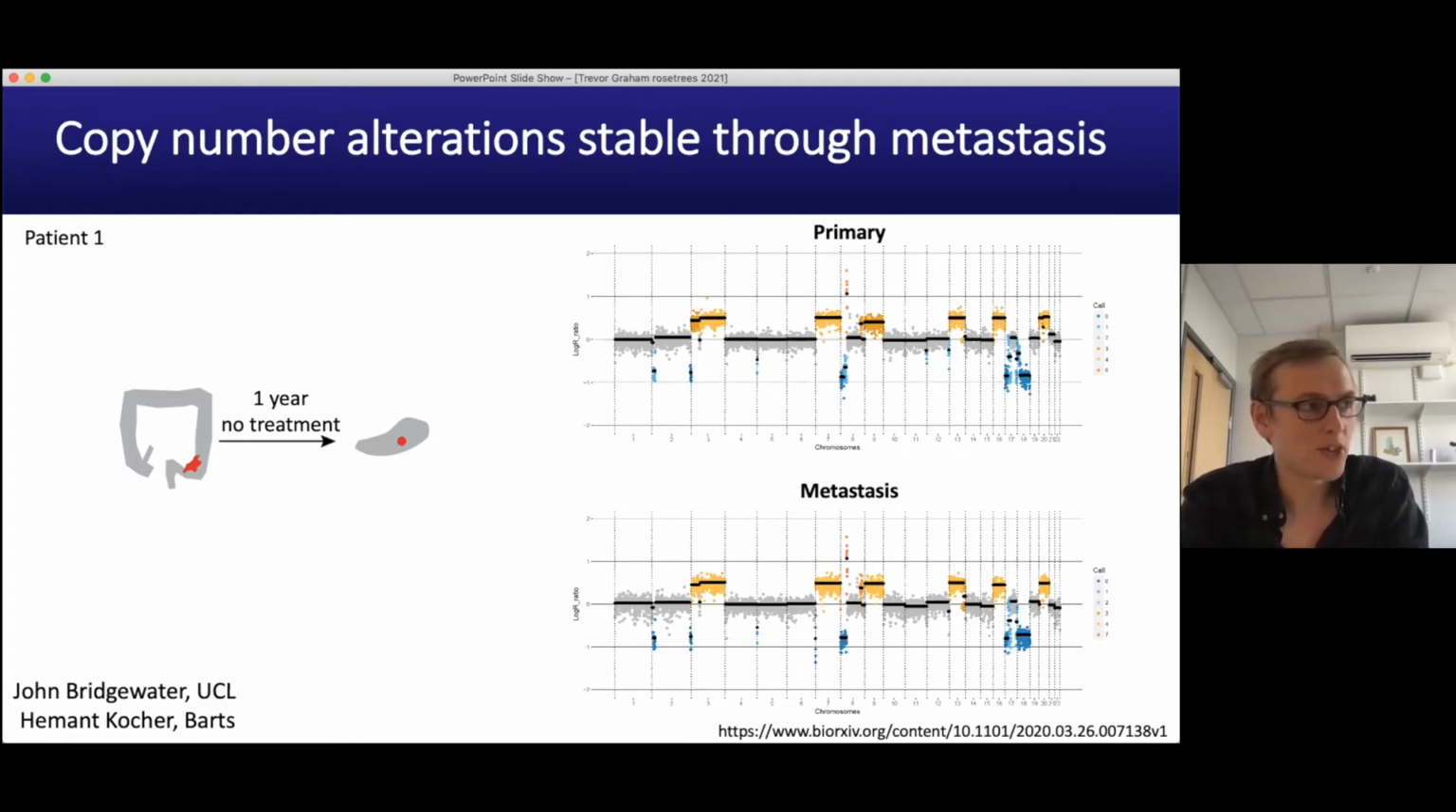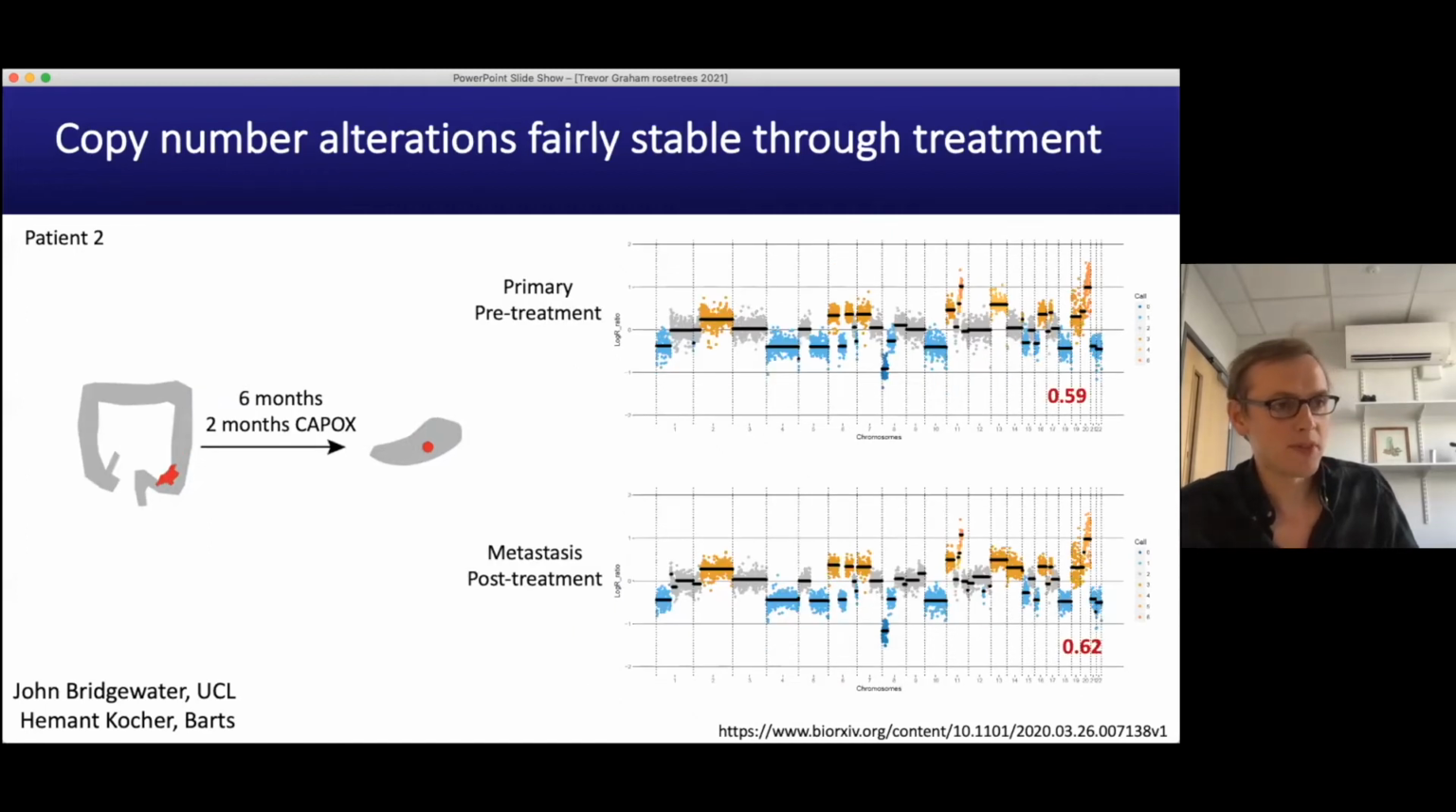I find this really surprising. We have a tumor which has moved tissue from the colon to the liver, and it's been growing in the liver for at least a year, probably longer if metastasis happened early. And yet there's no obvious sign of evolution in these copy numbers, even though we think they're causative for the initial development of cancer. This is a pattern we see across patients.